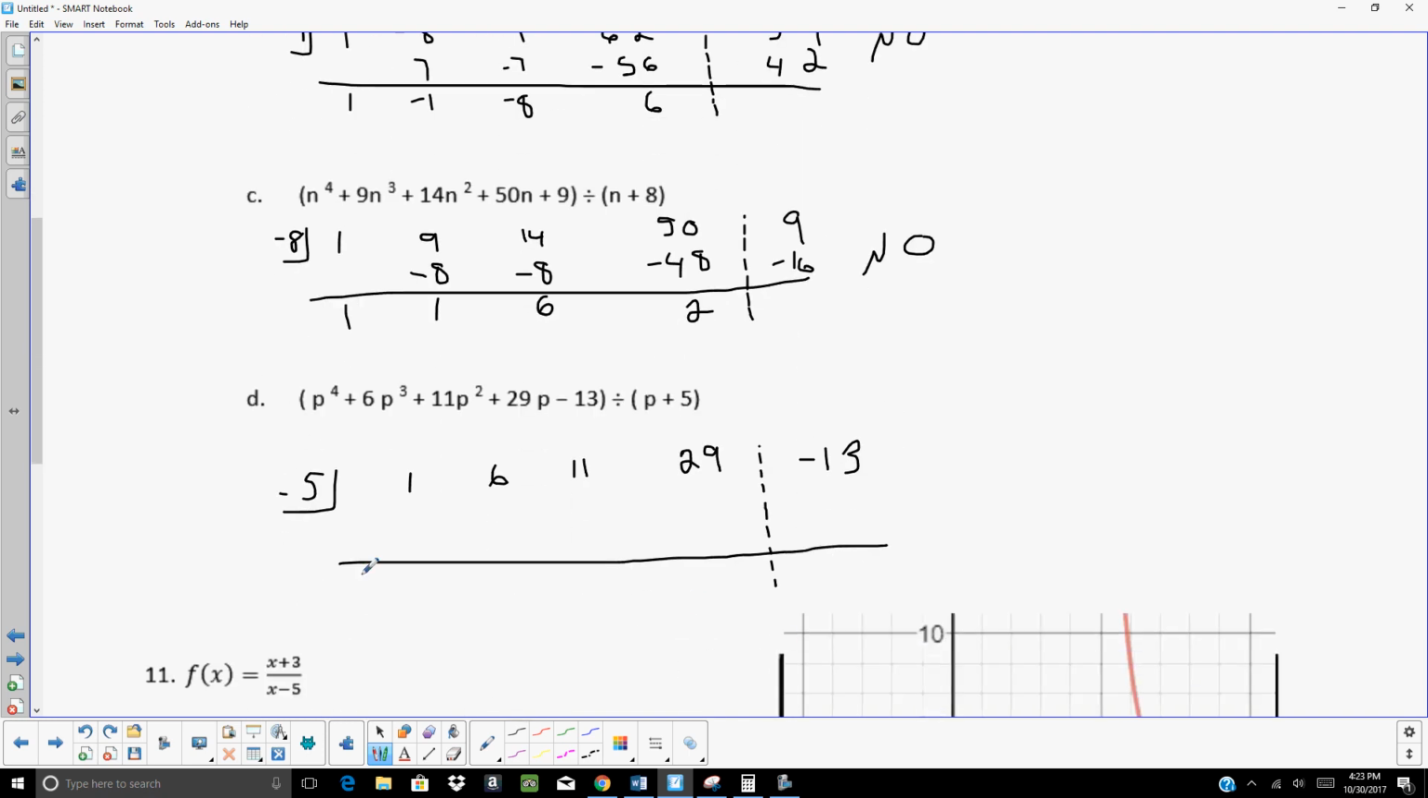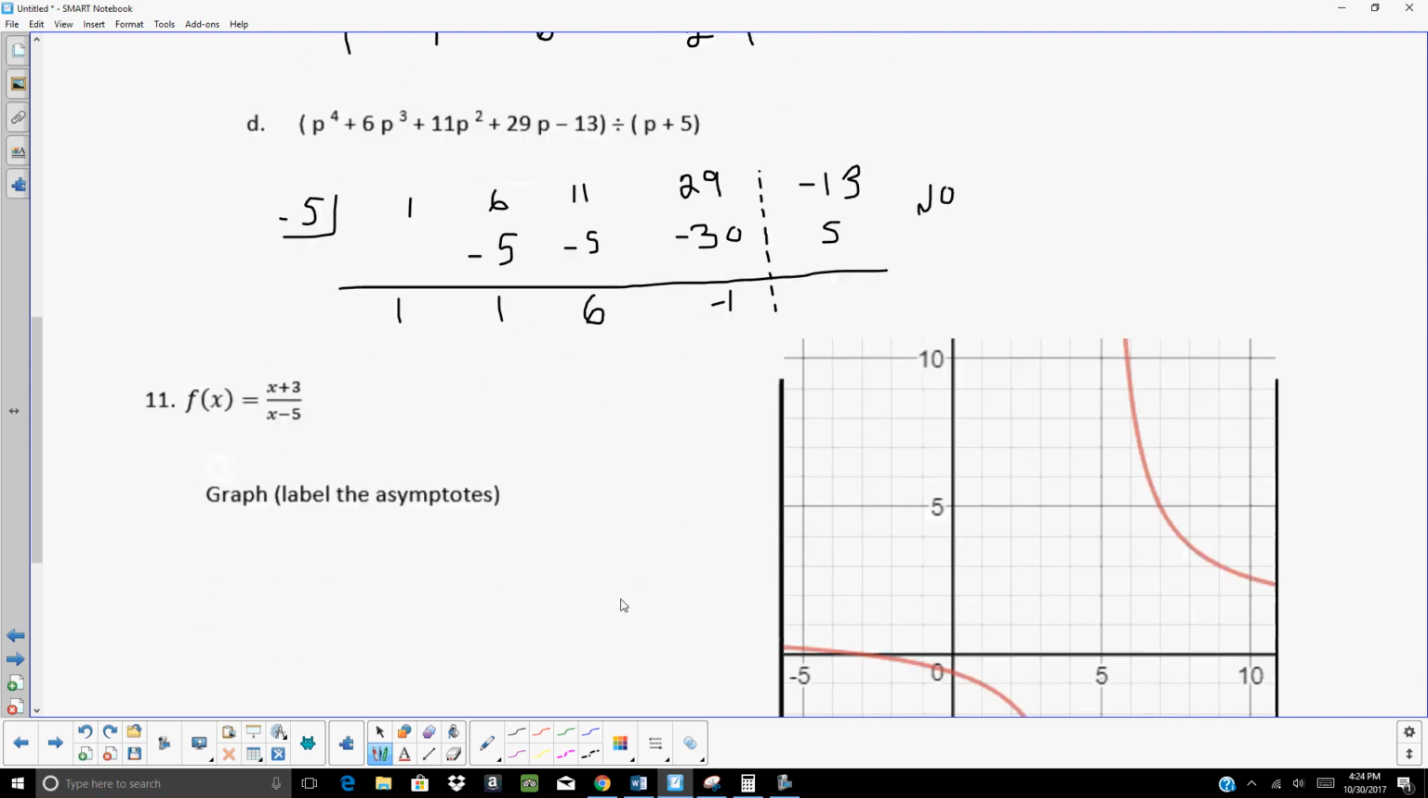Let's try the next one. Bring it down. Multiply. Add. Multiply. Add. Multiply. Add. Multiply or add, which is negative 1. Nope. So it looks like only one of those worked.